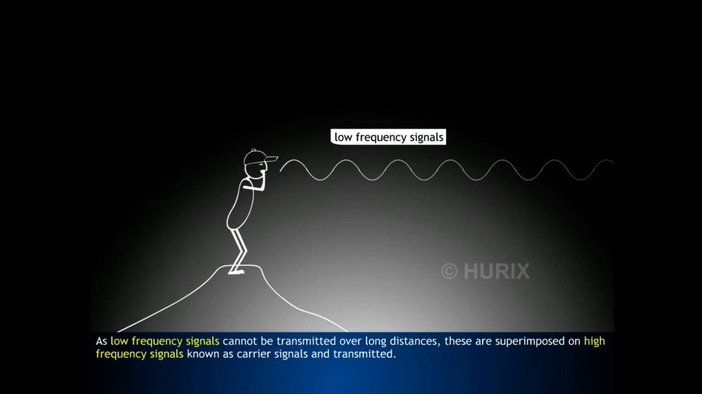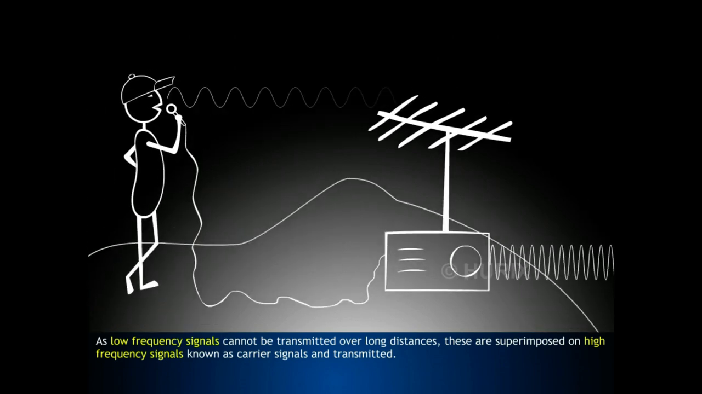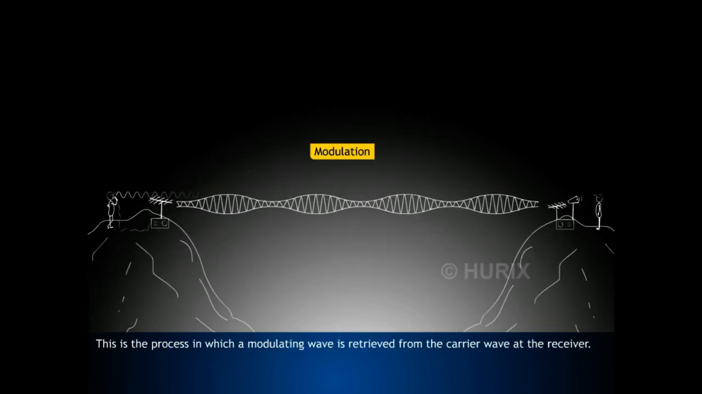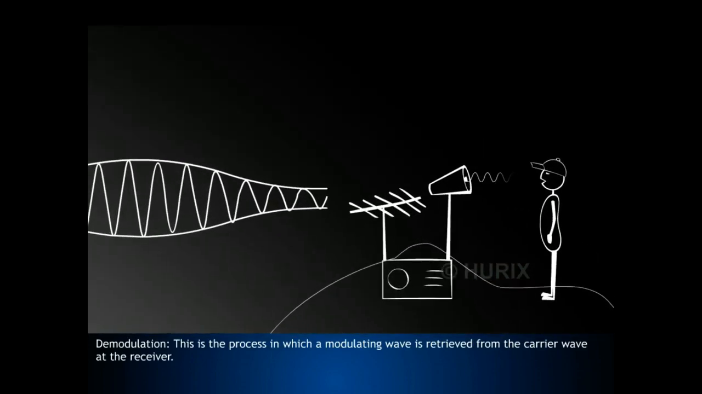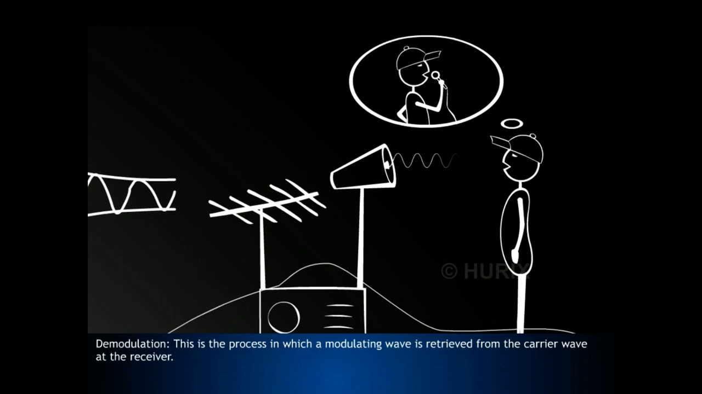As low-frequency signals cannot be transmitted over long distances, these are superimposed on high-frequency signals, known as carrier signals, and transmitted. This process is known as modulation. In radio broadcasting, two most commonly used modulation types are frequency modulation, FM, and amplitude modulation, AM. Demodulation. This is the process in which a modulating wave is retrieved from the carrier wave at the receiver.